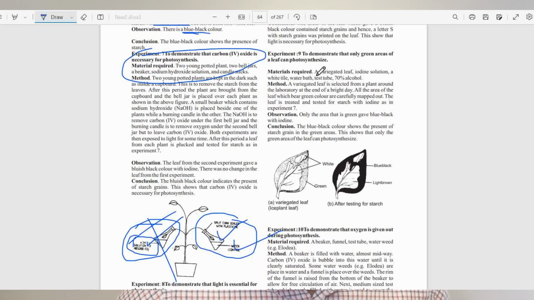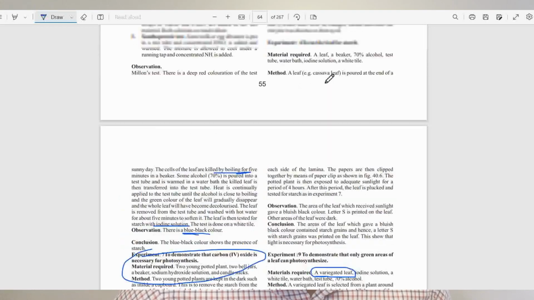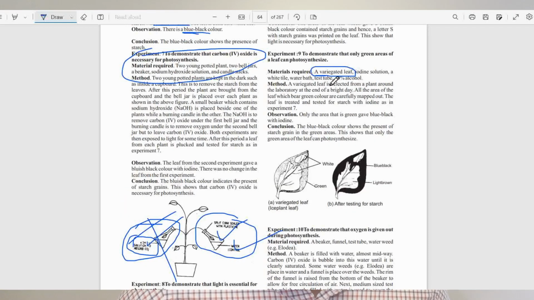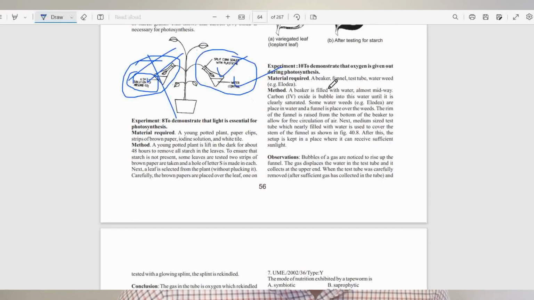Another one demonstrates that only green areas of a leaf can photosynthesize. In this case, you use what you call a variegated leaf. So it's the same experiment as testing for starch, but what is different here? You're using leaves that have other colors on their surface. So in that case, by the time you test for starch, only the green area would respond, because it's the green area that has chlorophyll, while the other area would not. So you use a variegated plant for that experiment.